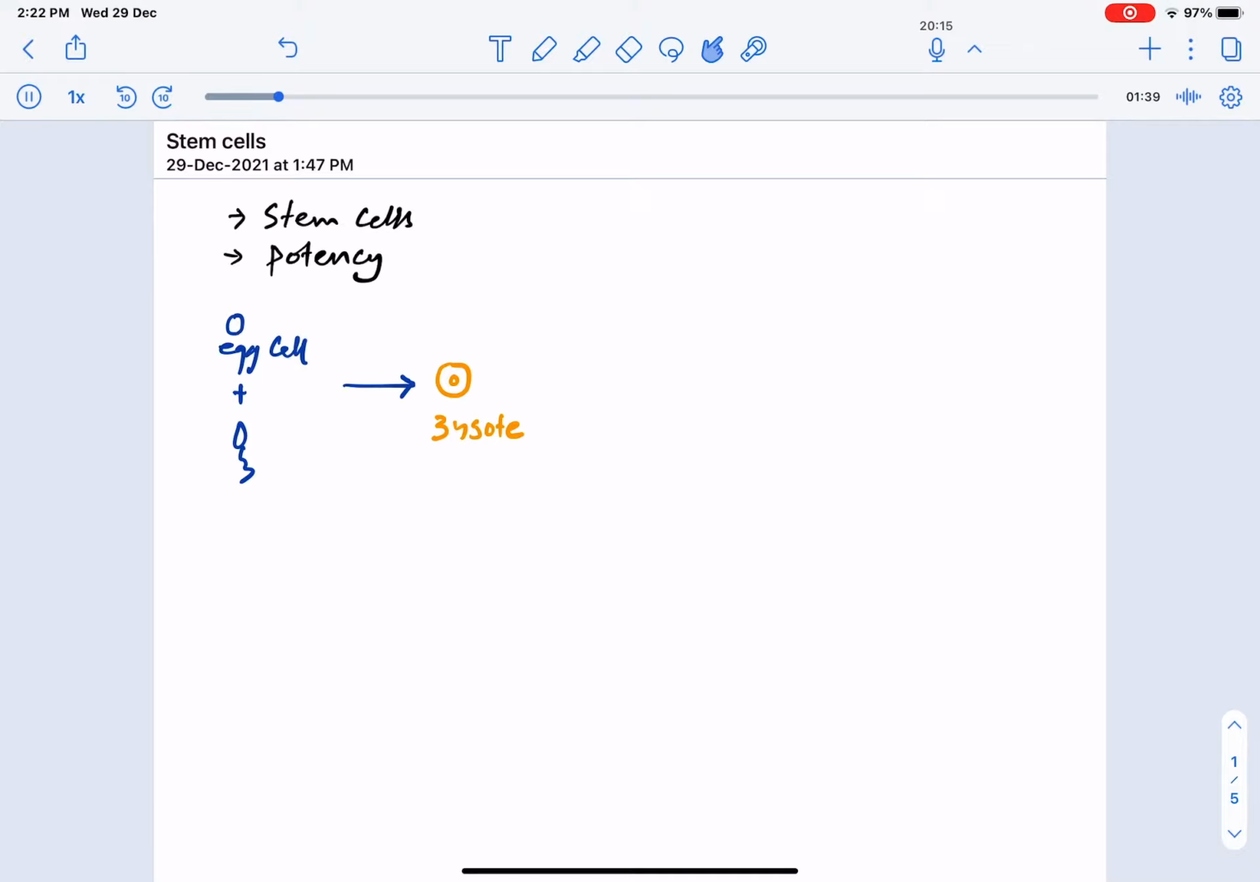This zygote undergoes repeated cell divisions, and it makes two cells. In some animals, both of the cells, if separated, can give rise to a complete individual or a complete baby.